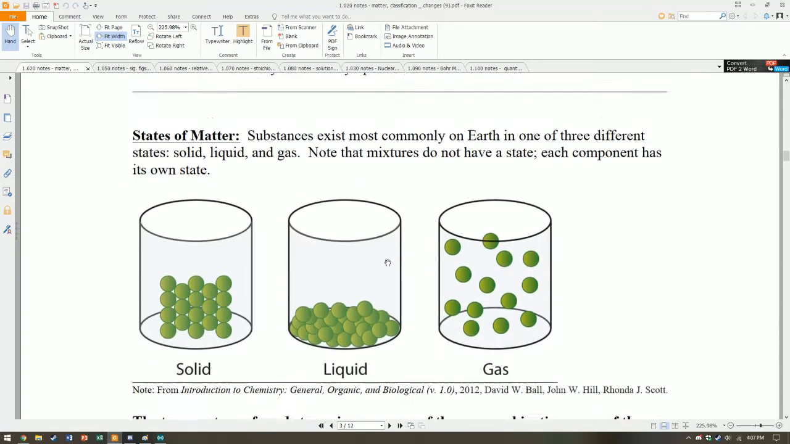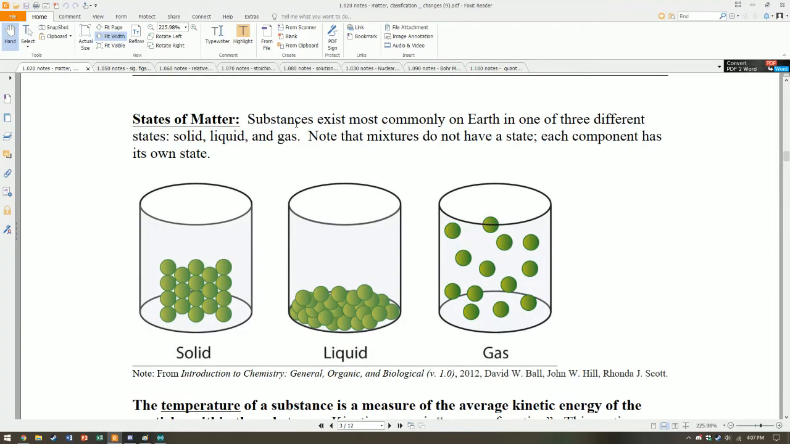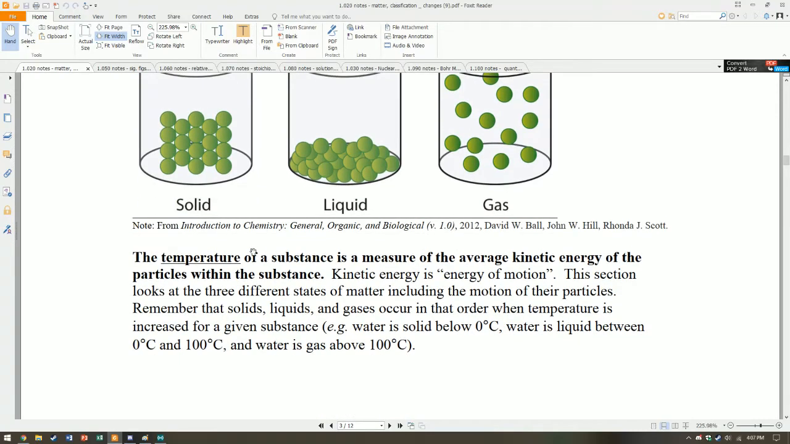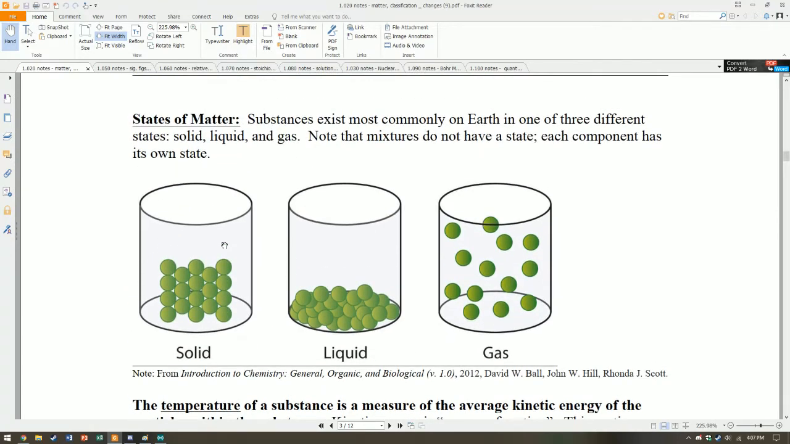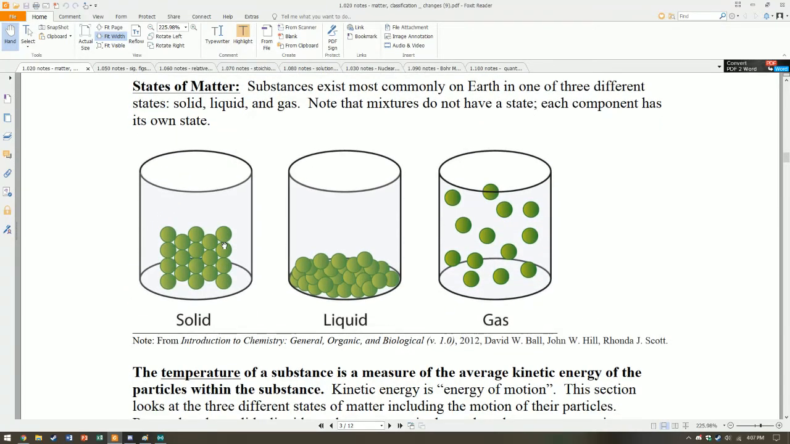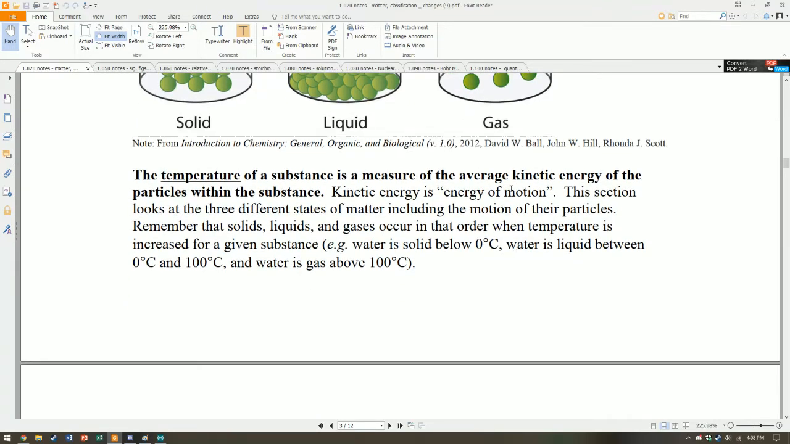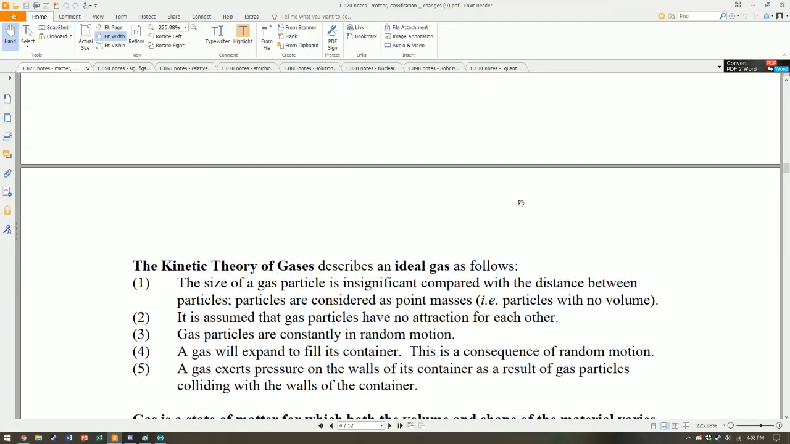And now we go on to talk about states of matter. Substances commonly exist as solid, liquid, or gas. So with a solid, everything is densely packed, whereas a liquid is a little bit less packed, and a gas is just sort of all over the place. Generally speaking, the less packing there is, the more kinetic energy that substance has as a whole. And the way we can measure this is by using temperature, which is defined as the average kinetic energy of a particle within the substance.